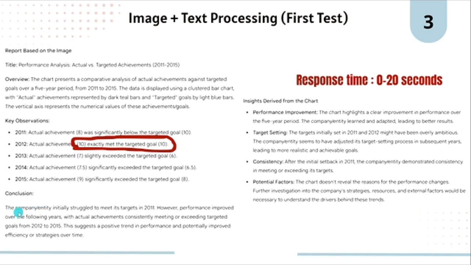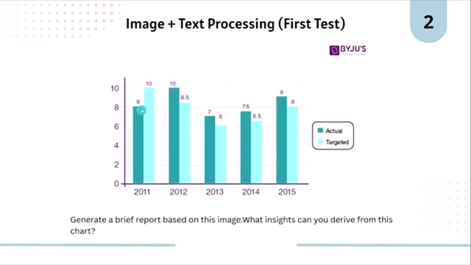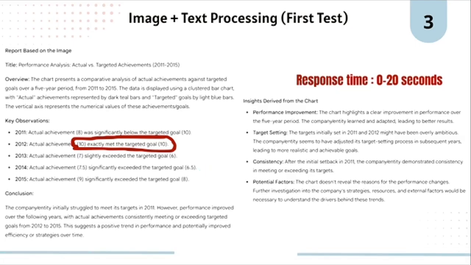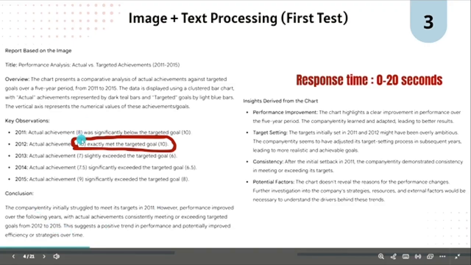And the conclusion is almost correct because the company initially struggled to meet its targets in 2011. Here, the actual value is less than the targeted value, and furthermore, the company seems to have progressed, which is what is given here in this conclusion. So the response is overall convincing, but the values which are read here are not accurate.